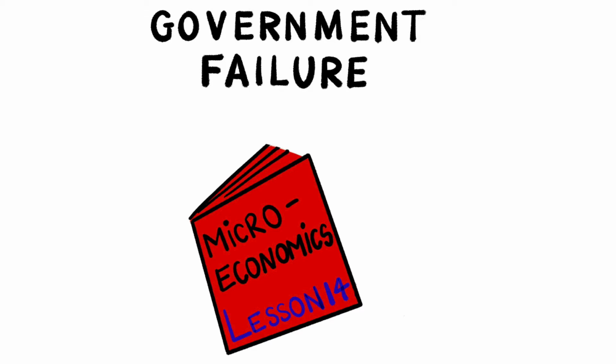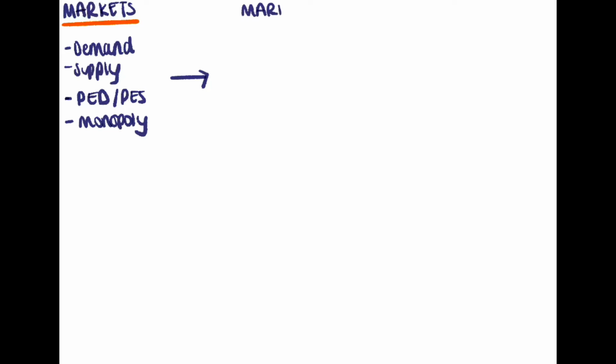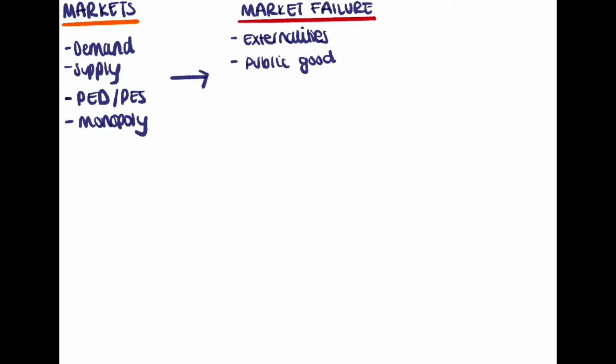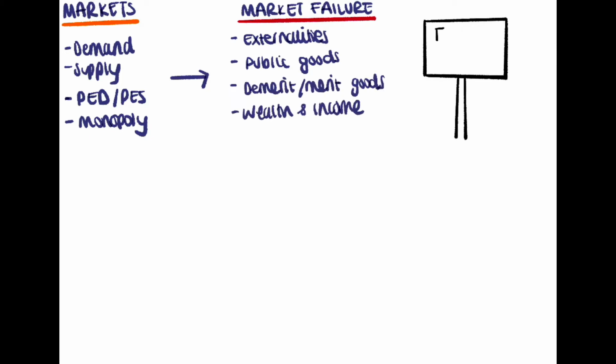So let's take a quick overview of what we have covered so far in this series on markets and market failure. Firstly, we saw how the free market operates with the supply and demand curve, and when these two curves intersect, we reach the free market equilibrium. We looked at the gradient of these curves in terms of their elasticities and the market structure of a monopoly. And when the free market fails, we saw this in terms of externalities, the allocation of public goods, and the distribution of wealth and income.